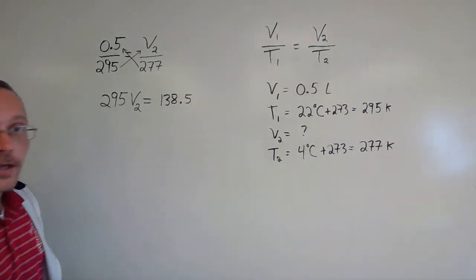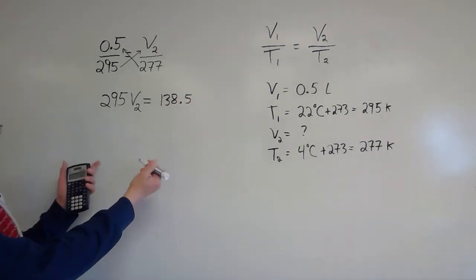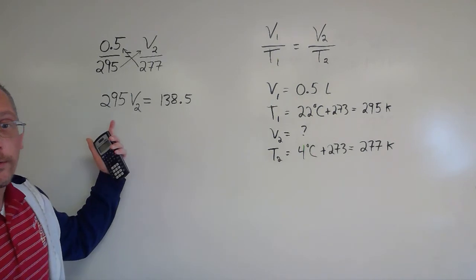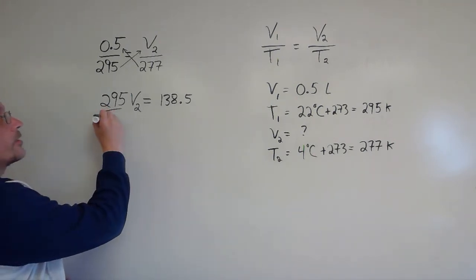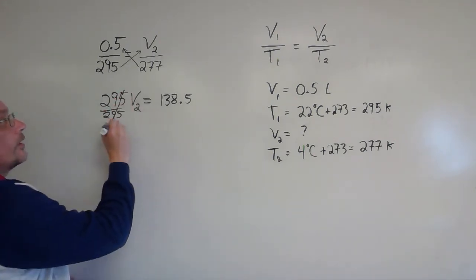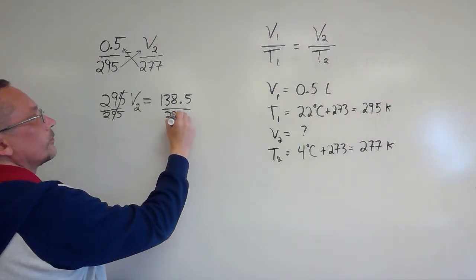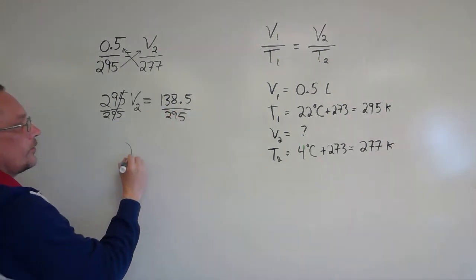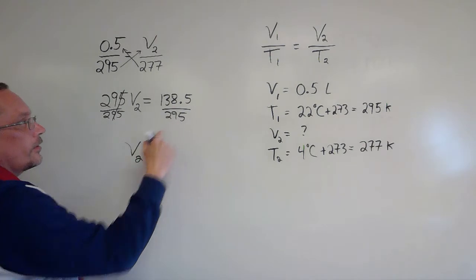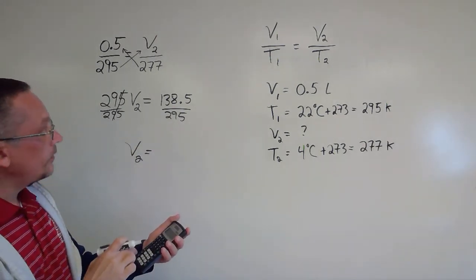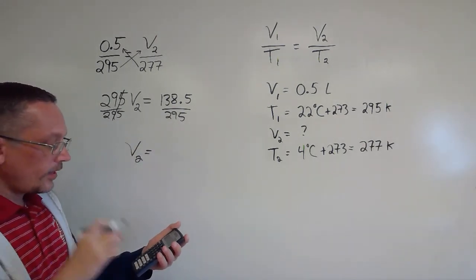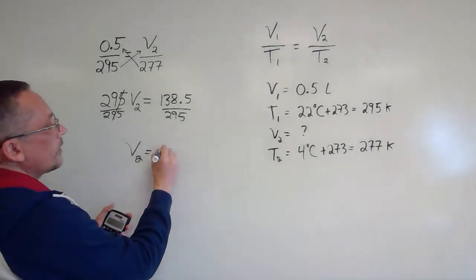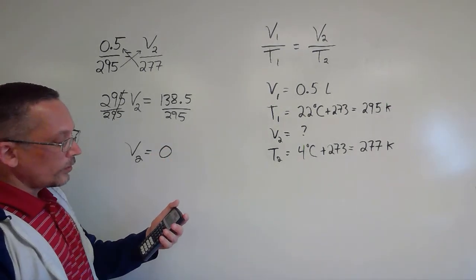Okay. And then I hope we can see that to solve this equation, we just have to divide by 295. So I'm going to divide by 295. So here I have V2. And here I'm going to use my calculator and divide by 295. And I get, let's see, I'm going to round this off to 0.47.